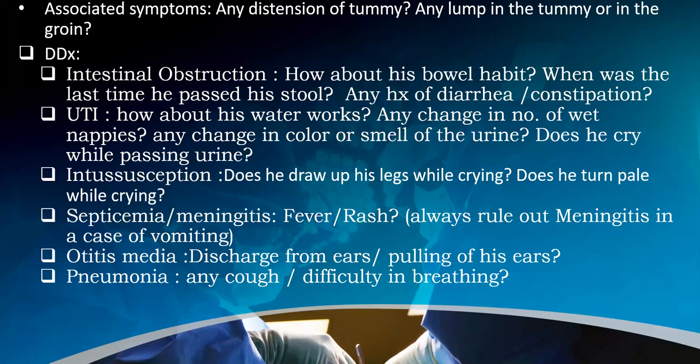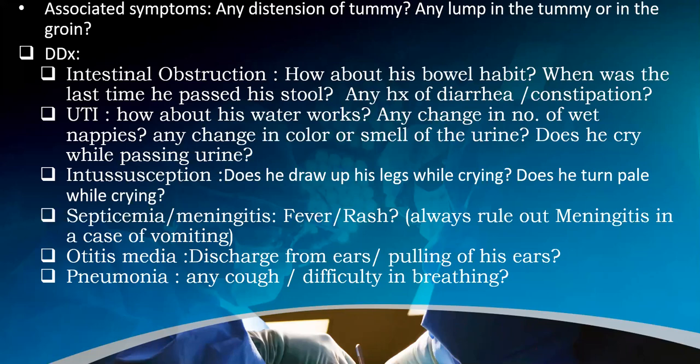If you ask, is there any pain in the tummy? That sounds silly. So don't ask that. So in what you should ask, first ask the vomiting questions, then ask about bowel habit, ask about bladder habit, then you go into the other differential diagnosis. In that way, it becomes easier.